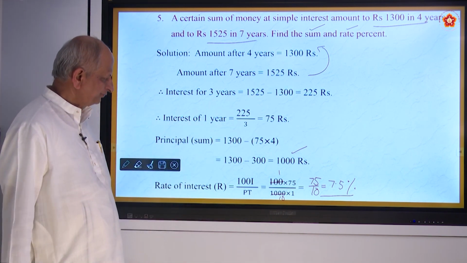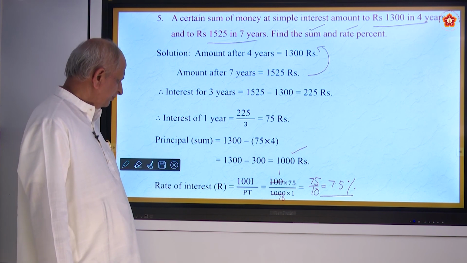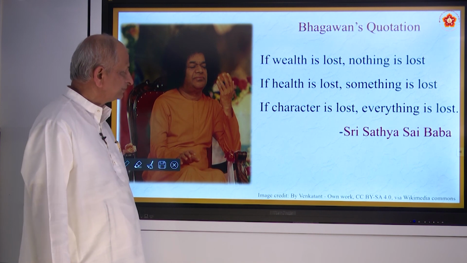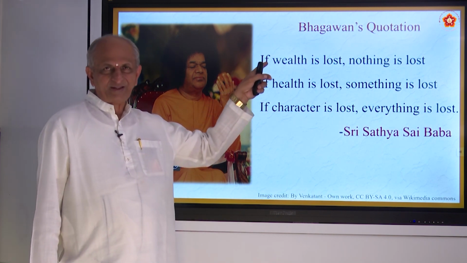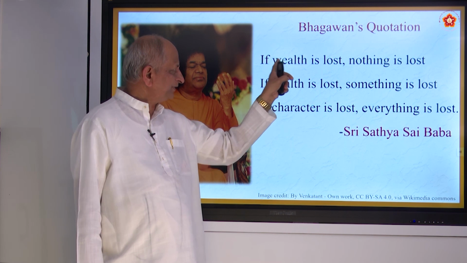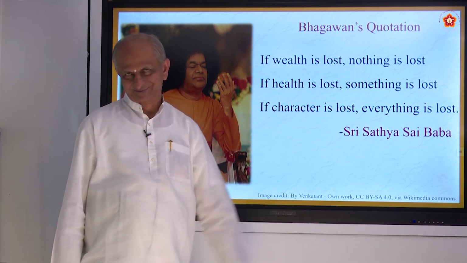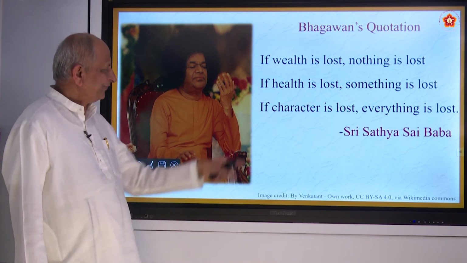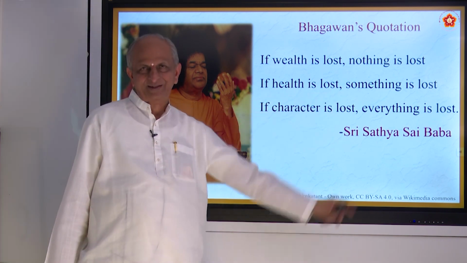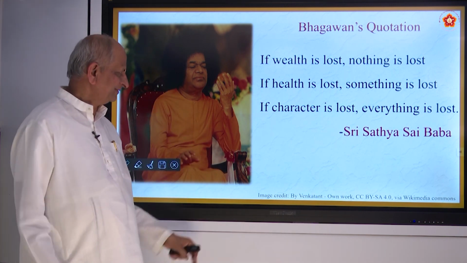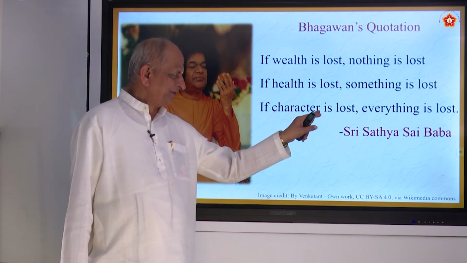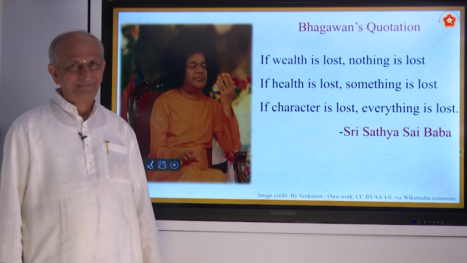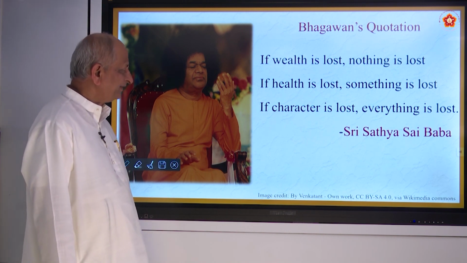Shall we close now? Okay, we'll close with one interesting quotation of Baba. It is told by Vivekananda also, Swami Vivekananda also. If wealth is lost, nothing is lost. That's why it is said money comes and goes. If health is lost, something is lost. Think about that. If character is lost, everything is lost. So character is very, very important. Okay, that's what Baba says.